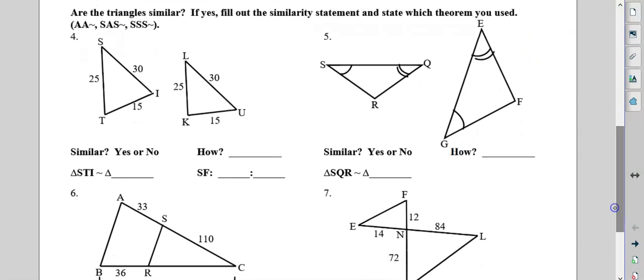All right. Are they similar, and which theorem would you use? All right. For this one, notice how we have no angles marked. And so it is yes by SSS similarity. And it's an interesting similarity because the numbers are the same, which means the scale factor is a 1-to-1. They are actually congruent. But as we've said before, congruent triangles are also similar. And then if we go in order, STI, we want to go in order LKU.